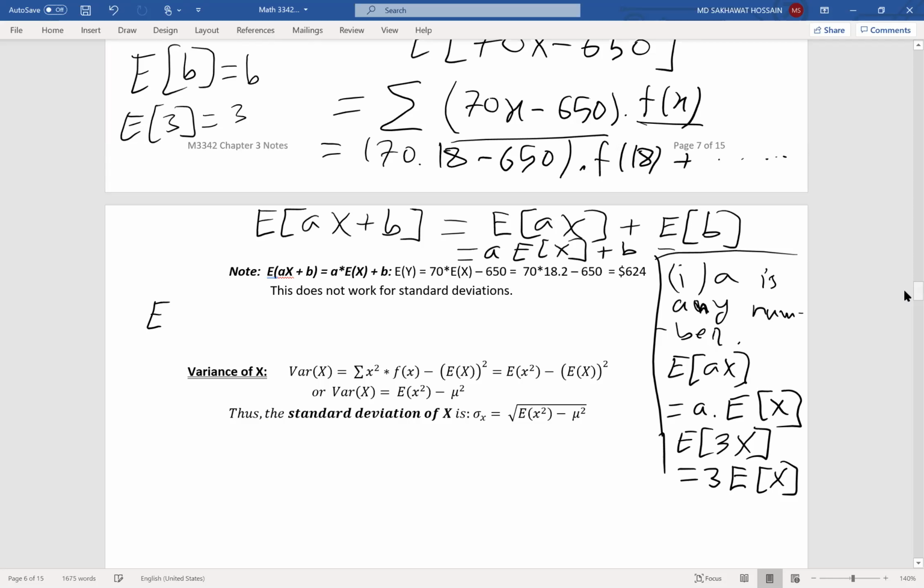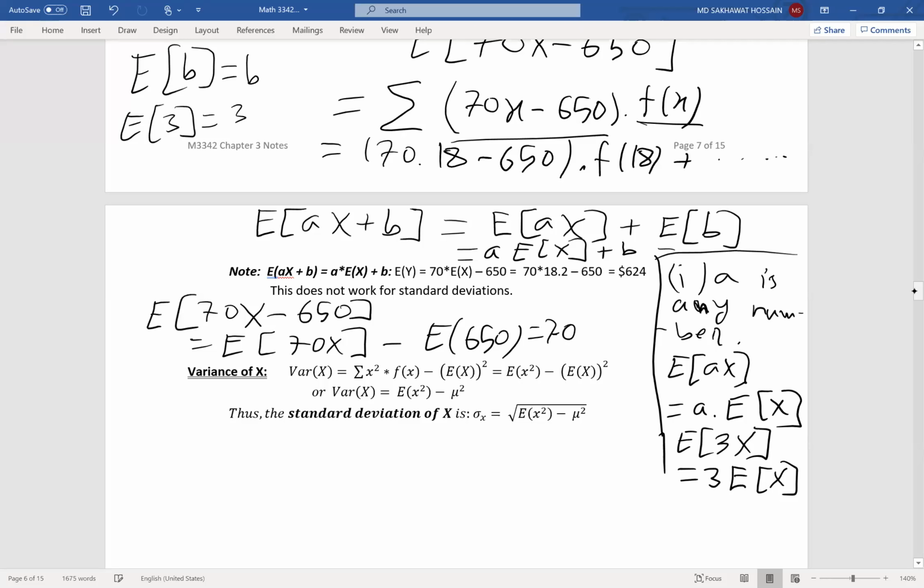We wanted to find the expected value of the price of the refrigerator, which was 70x minus 650. So we can write this as expected value of the first term, minus the expected value of the second term. Since 70 is just a number, we can take 70 outside the expected value, minus, this is just a number, so it equals 650. Now you can see we have 70 times expected value of x minus 650.